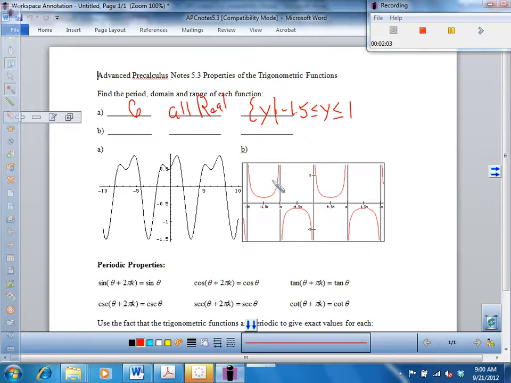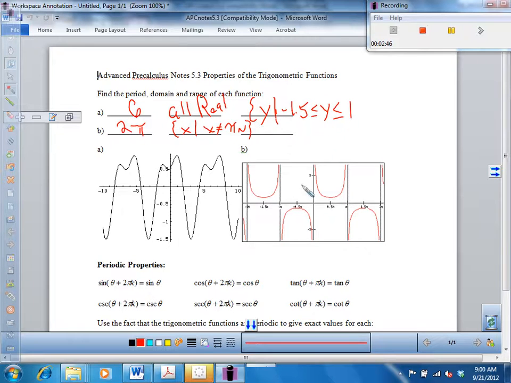For this function, this is either a cotangent or a cosecant or something like that. This has a period of 2 pi, because if you look from here to here, you see how it repeats itself every 2 pi radians. Is the domain all real? No. So you would say x is not equal to pi times n, where n is an integer. So at every multiple of pi, you have an asymptote.